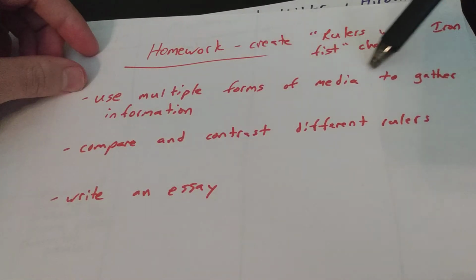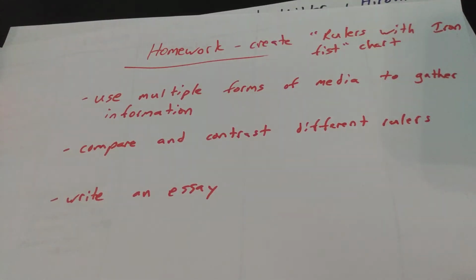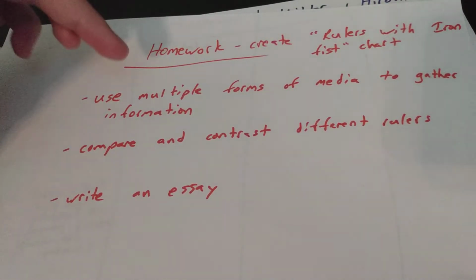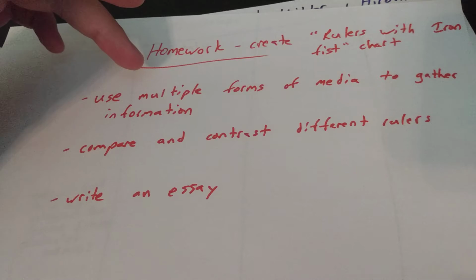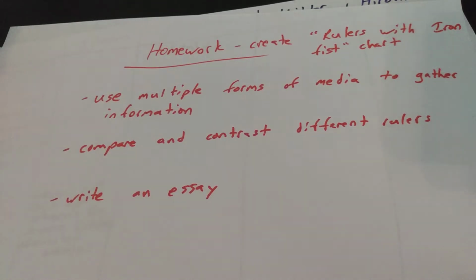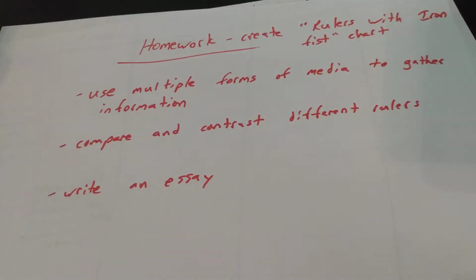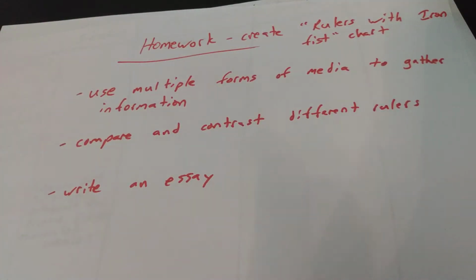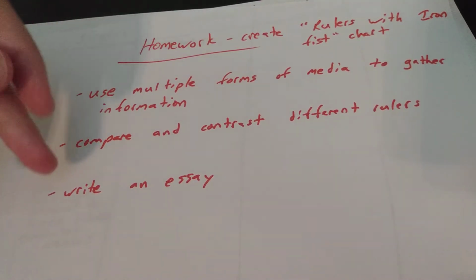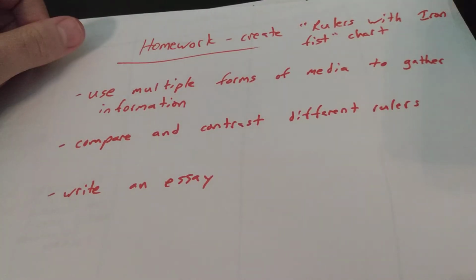Use multiple forms of media to gather information. That just means using these videos and using your textbooks. Those are multiple forms of media. All right, and you're going to compare and contrast the different rulers that we're learning about. So Hitler, Hirohito, Stalin, and Mussolini. And then eventually we'll get to this part, writing an essay.